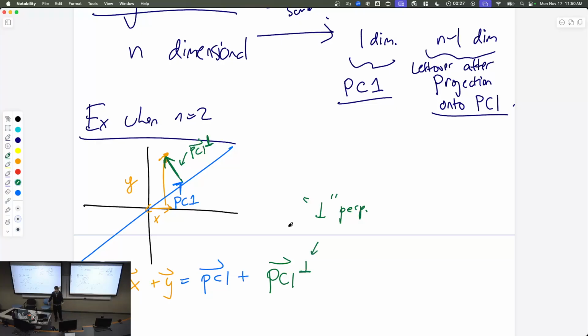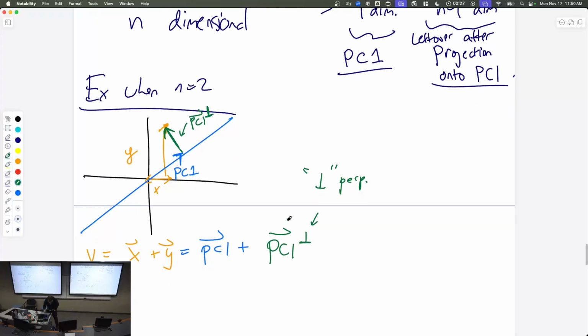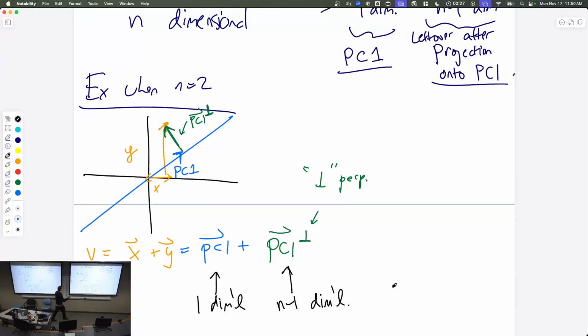So this is like a fundamental theorem in linear algebra. You could rewrite the same vector in many different ways. You can write it in terms of the x and y as some amount of x plus some amount of y. Or you can write it as some amount of PC1 plus whatever is left over. And in general, this PC1, because it is a line, is always one-dimensional. And this perpendicular thing is always n minus 1 dimensional. That's because the total dimension has to be n. In this example, n equals 2, so this is also one-dimensional. So it's kind of easy to see.